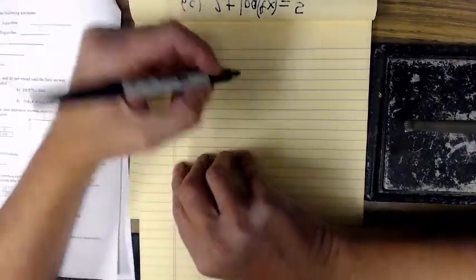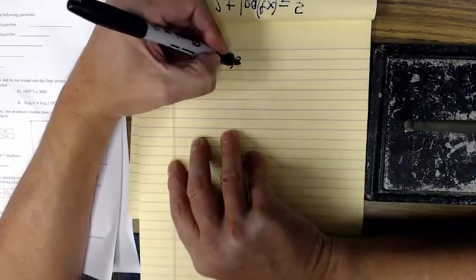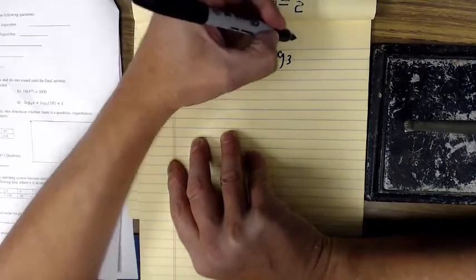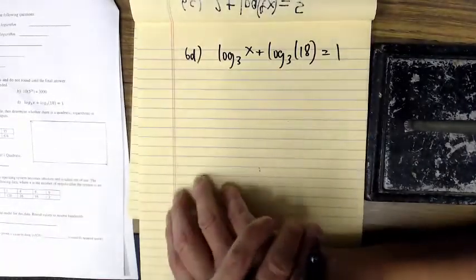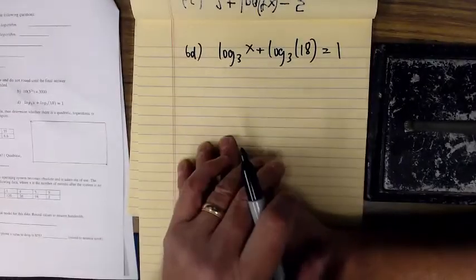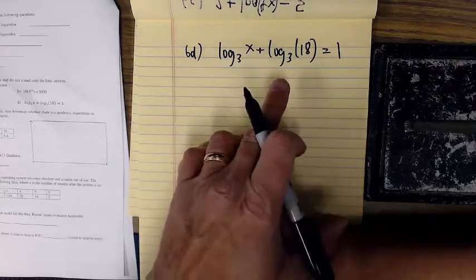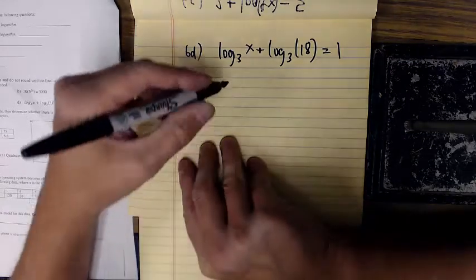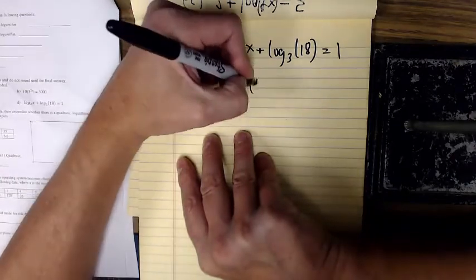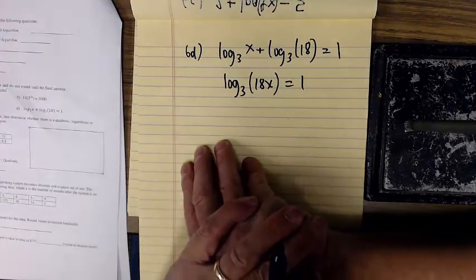All right, so now we're going to do the last problem on here. The last problem on this particular part is 6D. And it's log base 3 of x plus log base 3 of 18 equals 1. Okay, so the easiest way to solve this is to use the properties of logarithms. We know from previous sections of homework that we can take two logarithms that are being added together and combine them as one. This is called the product property. So we've taken those two logarithms and combined them as one.